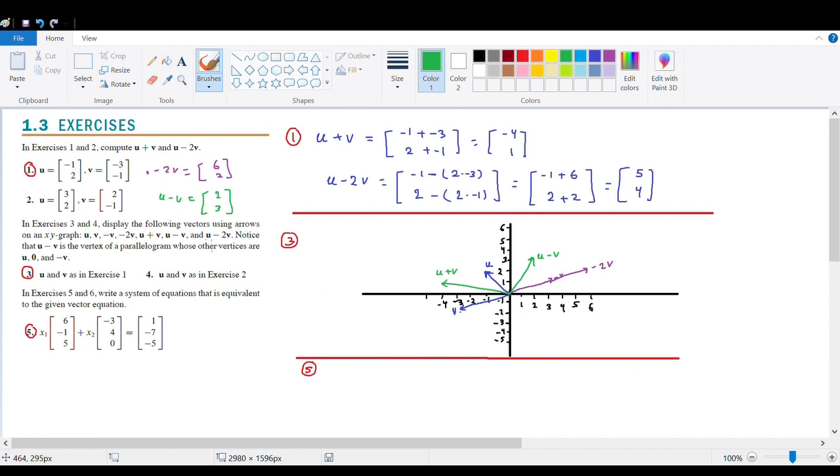Then we have the vector u minus 2v. So u minus 2v should be the vector 5, 4. So this is 5, and here we have 4, this one. So this one is u minus 2v.